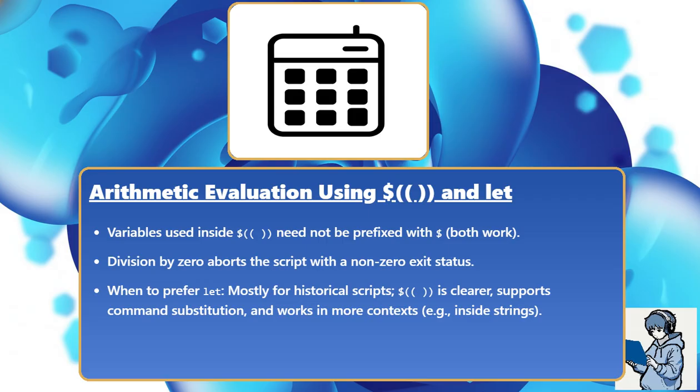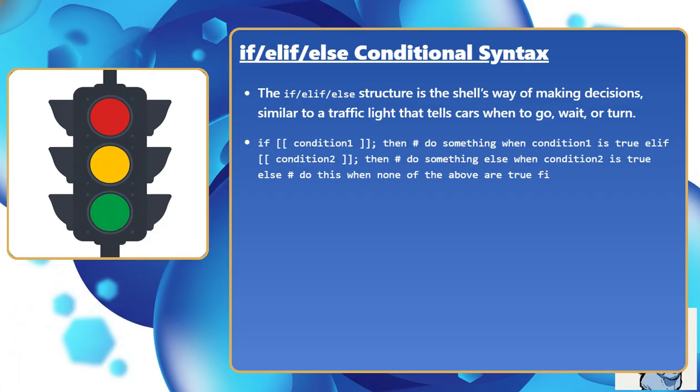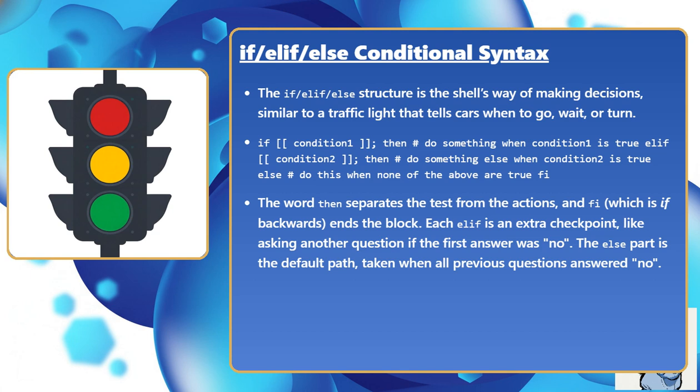for example inside strings. The if/elif/else structure is the shell's way of making decisions, similar to a traffic light that tells cars when to go, wait, or turn. if [[ condition1 ]]; then # do something when condition 1 is true; elif [[ condition2 ]]; then # do something else when condition 2 is true; else # do this when none of the above are true; fi. The word then separates the test from the actions, and fi, which is if backwards, ends the block.